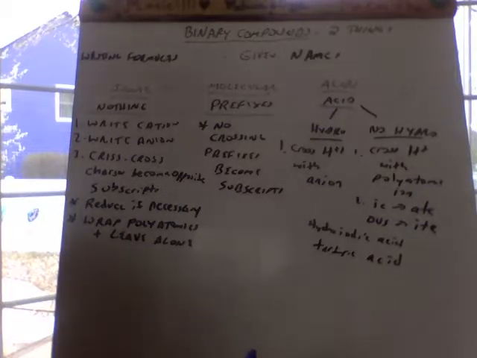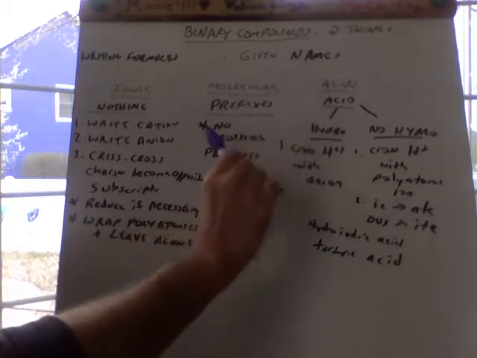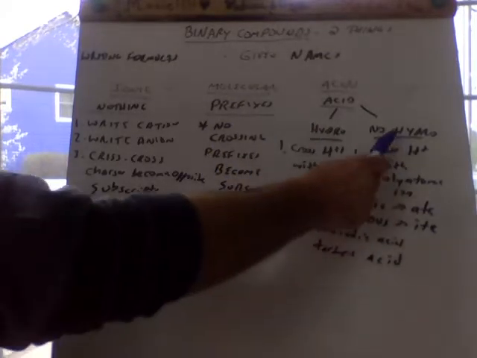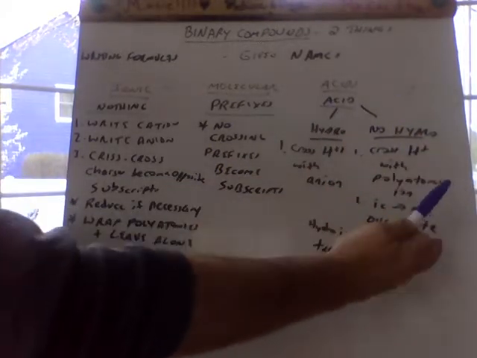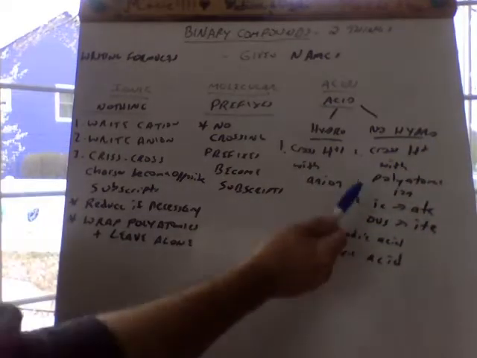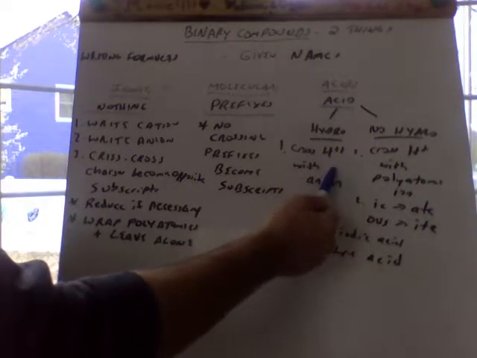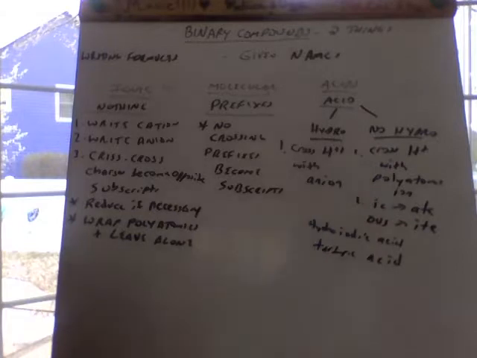So we go back to the rules we had in naming compounds. If we had hydro, we didn't have any oxygen. If we had no hydro in front, we had oxygen. We had one of those polyatomic ions involved. So here, we're going to cross it with some kind of element. And here, we're going to cross it with a polyatomic ion.